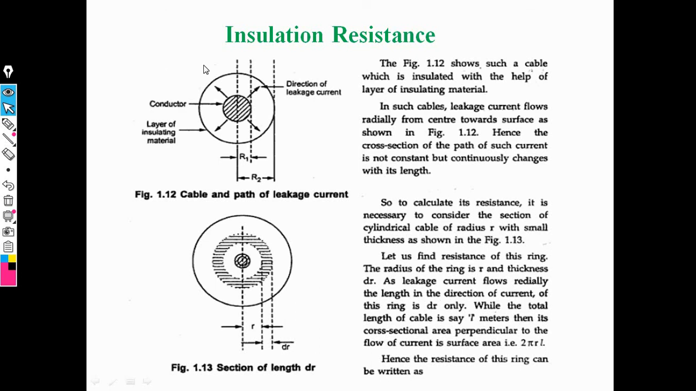This is the cross-sectional view of the cable showing the leakage path and insulating material. This is also the cross-sectional view with respect to the radius and the small increment of radius of the insulating material. R indicates the radius of the conductor, which depends on the size of the conductor, and dr is the radial thickness of the insulating material.